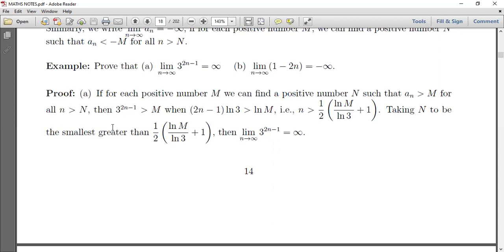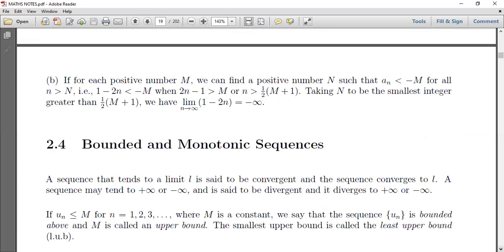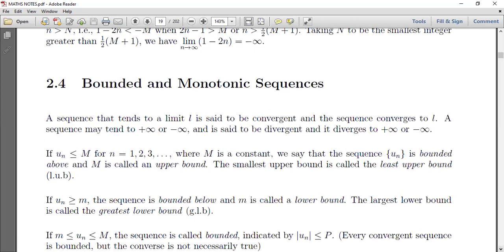By taking n to be the smallest integer satisfying this, what happens as M approaches 0? As M approaches 0, ln M approaches infinity in magnitude, so this expression approaches infinity. Therefore, the sequence approaches infinity. Using the same argument, you can also explain the other example.